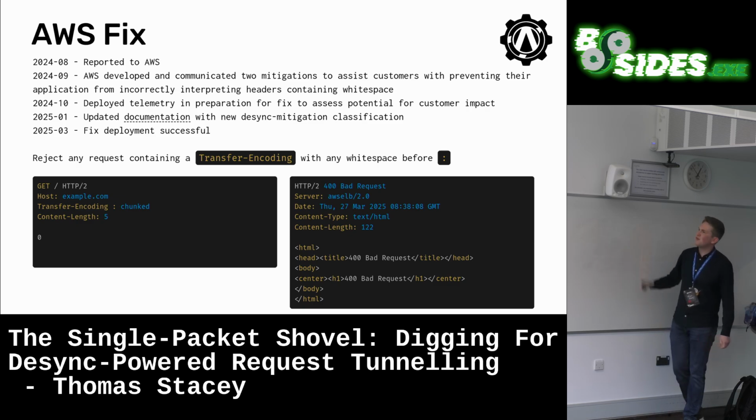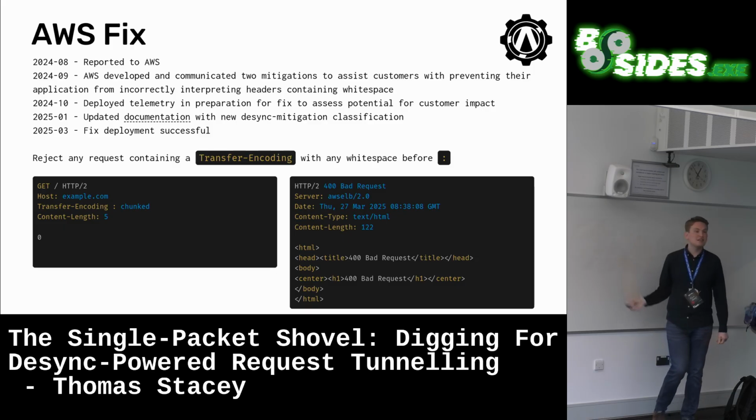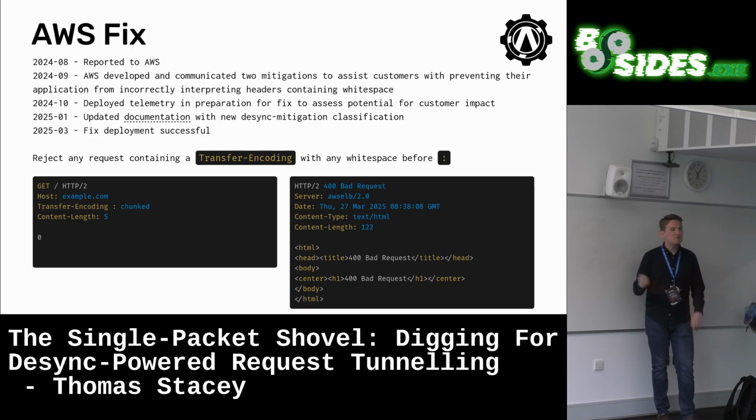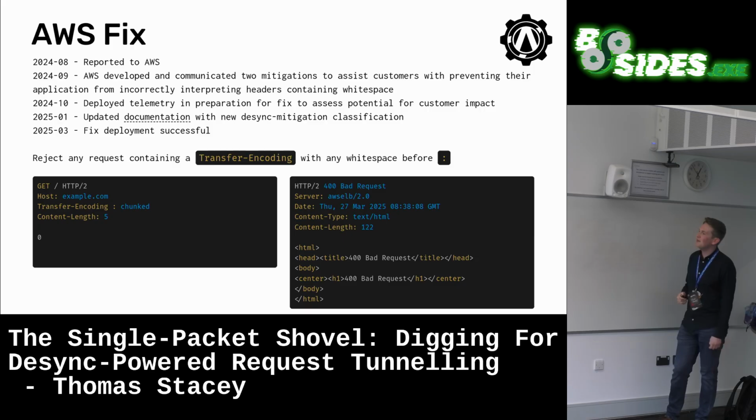They deployed some telemetry, updated some documentation with a new Desync mitigation classification, which is cool. It's not credited to me, but it's my fault, which I'm happy about. And then in March of this year, they deployed a fix. And if you're wondering, the redacted thing in the program was this custom, but they happily were able to let me unredact that.